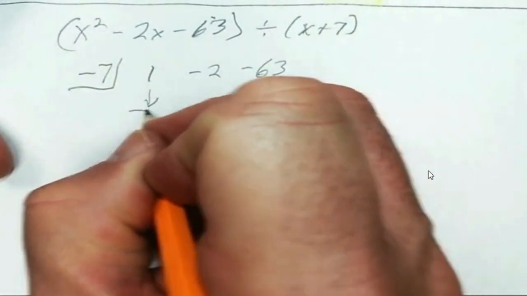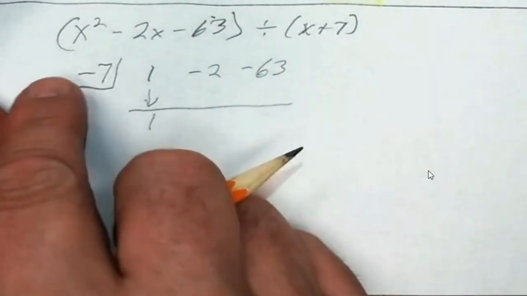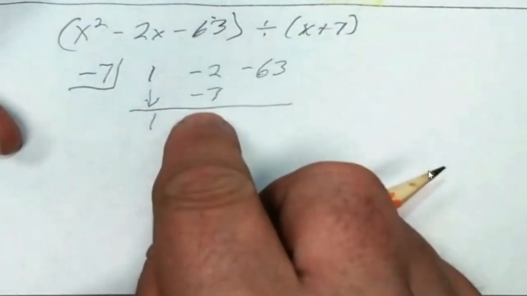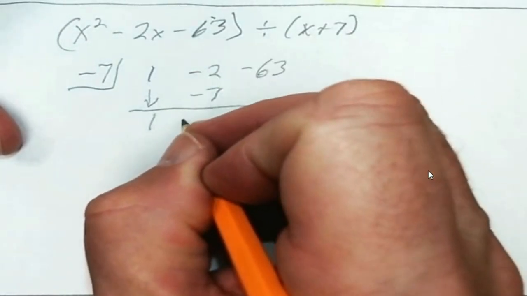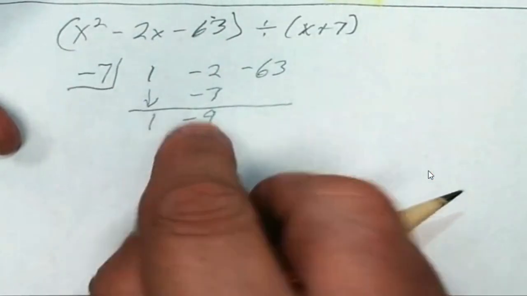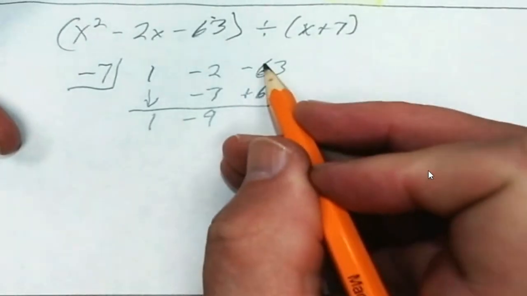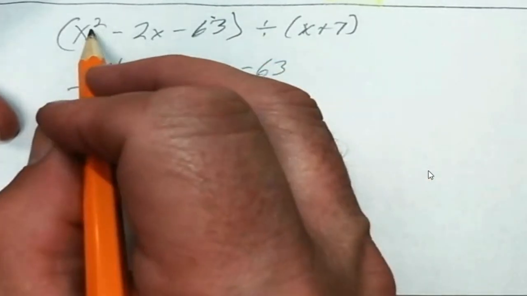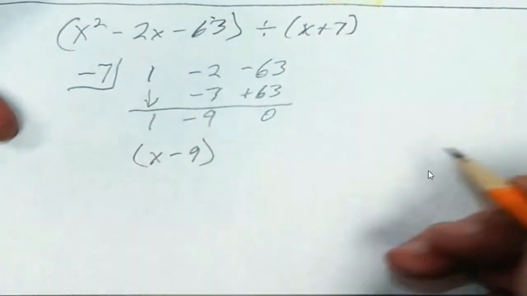First thing we do is we bring down the first coefficient, the 1, and we multiply. Negative 7 times 1 is negative 7. Now we add. Negative 2 plus negative 7 is negative 9. Multiply, negative 7 times negative 9 is a positive 63. And negative 63 plus 63 is 0. So the answer, since this was an x squared, is just x minus 9. And there's no remainder.